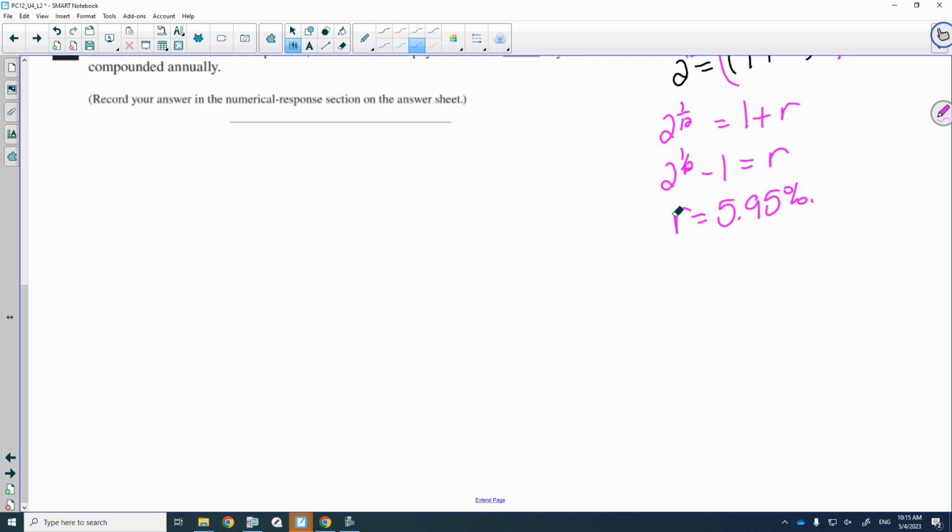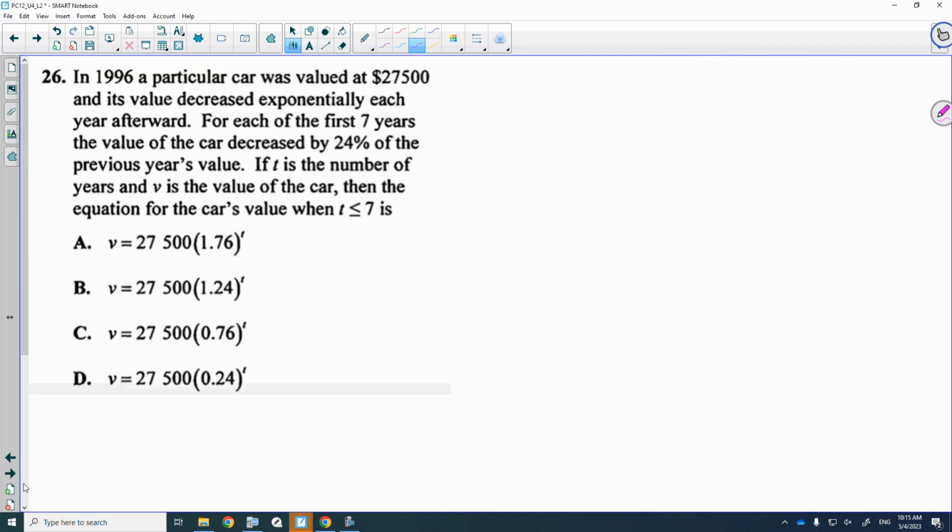Okay, let's do one more question, and then we'll do a couple more, like I said, interest questions from the book, and then I'll give you your homework. Write your equation. Y is equal to AB to the X. In 1996, a particular car was valued at 27,500. Its value decreased exponentially each year afterwards. It's decreasing by 24% per year. So the initial value of my car is 27,500.